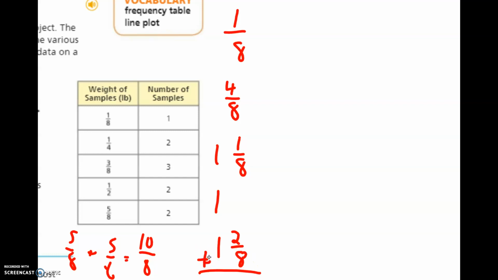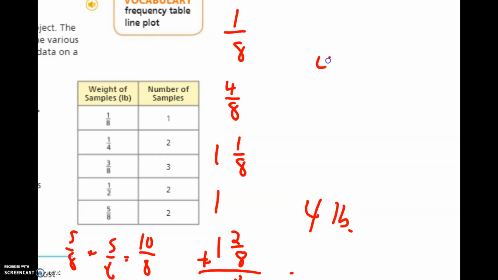Okay, I'm going to add these all up. Let's start with the 8s. I've got 1/8, 4/8, 5/8. I've got 8/8, right? And then 8/8 is the same as 1 whole, so I can rename this whole thing as 4. So my total for all those samples weighs 4 pounds. And I'm going to even it out among 10.